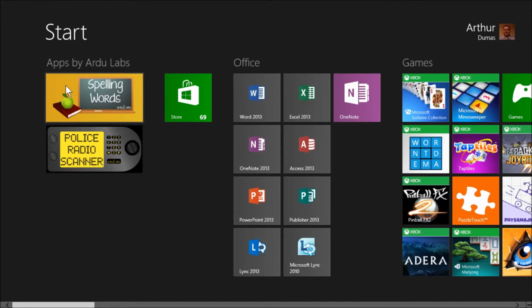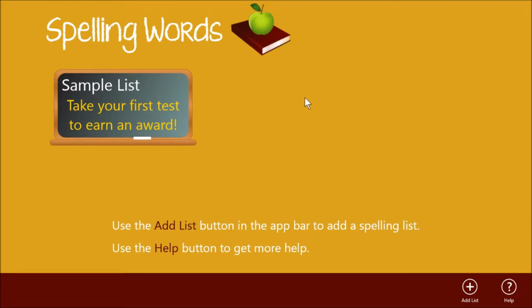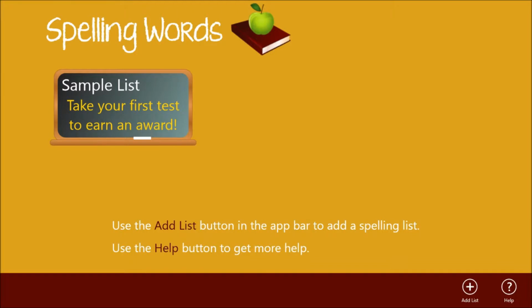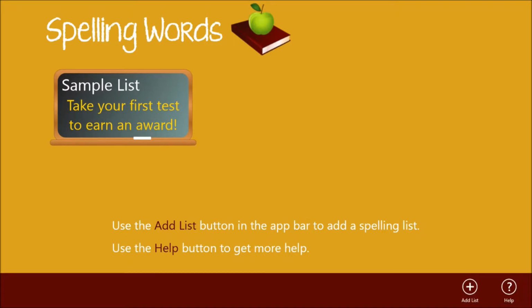Now I have the app installed, so I'm going to launch it for the first time. First thing you notice is there's a few little hints here that talk about using the Add List button in the app bar to add a spelling list. The app bar is this bar at the bottom of the screen. If it's not visible, then right-click somewhere on the screen with your mouse, or if you have a touch device, swipe inward from the top or bottom of the screen, and the app bar will appear. So I'm going to hit the Add List button.